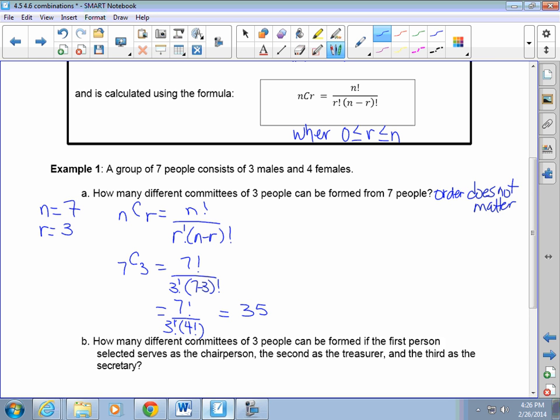So on your calculator then, you would enter in 7, then the math button, and then that right arrow to get you to PRB. Then you choose 3, because that is your NCR button function. And then 3, because this is my N value, and this is my R value. And then equals.